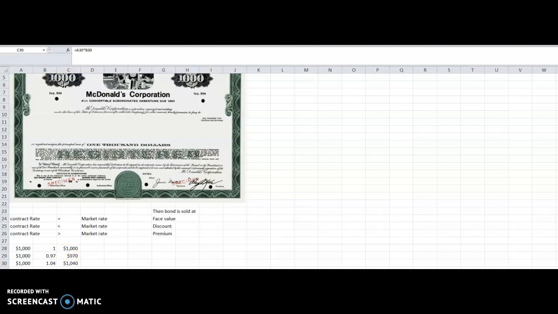So what's important to note is, as far as the corporation and as far as the bondholder goes, it doesn't matter if it's sold at face value, a discount, or a premium, because regardless, you are always going to get the market value, the market interest rate at the end of the day. So this explains bonds and the different types of bonds at face value, discount, and premium. Let me know if you have any questions.